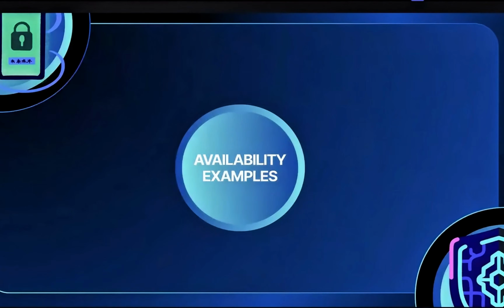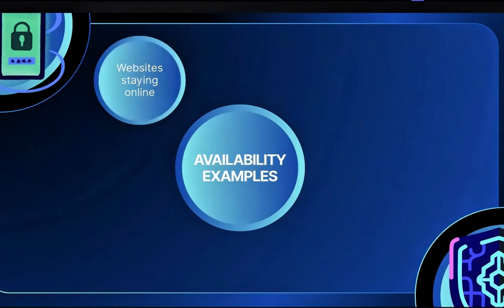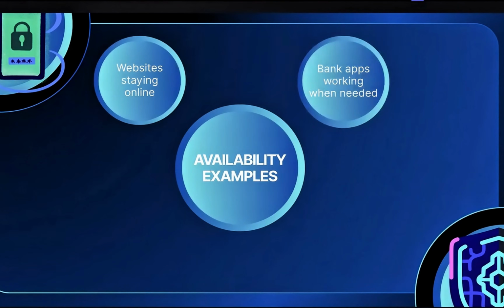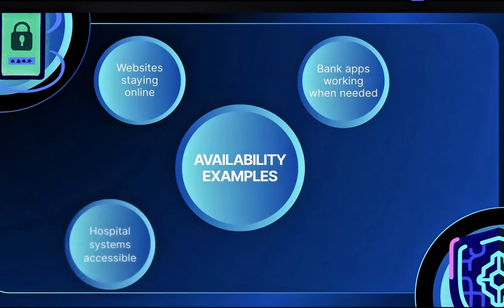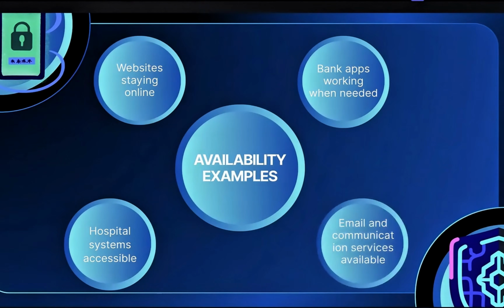So what are the examples of availability? Availability supports everyday digital services. Some examples are websites that must stay online, bank applications that should work when needed, hospital systems that must always be accessible when needed, and also email and communication services that must remain available. These are examples of availability.